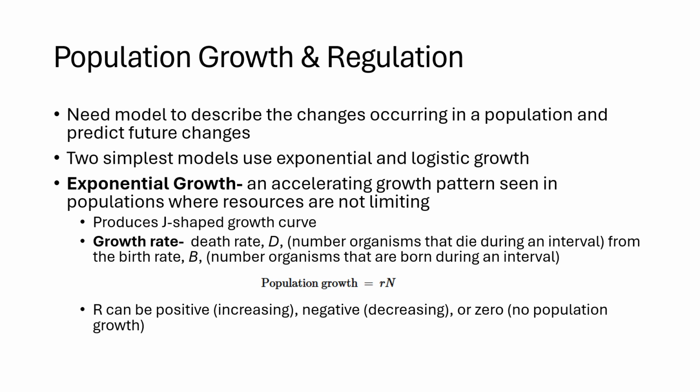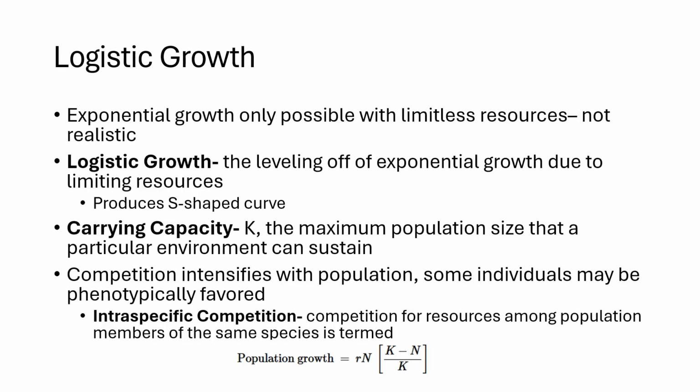And so we give this sort of growth rate formula here, where the death rate, D, which is the number of organisms that die, from the birth rate, B, the number of organisms that are born. We combine D and B into this term called R. Population growth is R times N, where R can be positive, in which case your population is increasing. It can be negative, your population is decreasing, or it can be zero, so you'll have no population growth. So that was exponential, J-shaped curves.